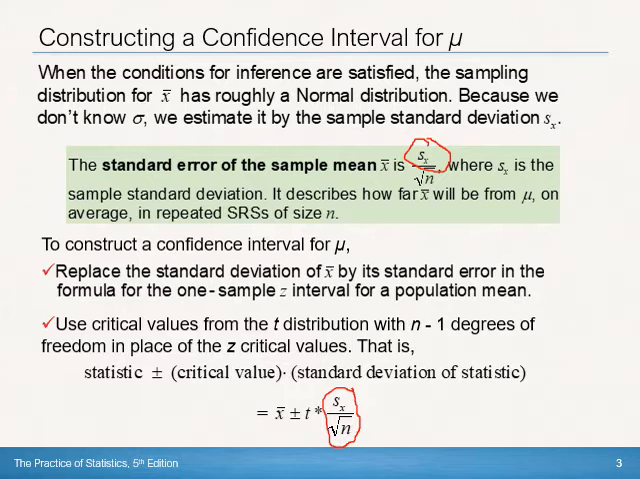Remember that this is why we use a t-distribution. When we standardize, it's no longer normal, but uses a t-distribution. Also remember that the degrees of freedom is one less than the sample size in order to get our critical t value.